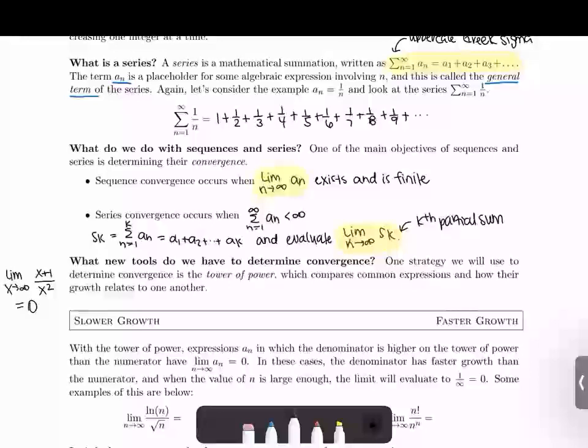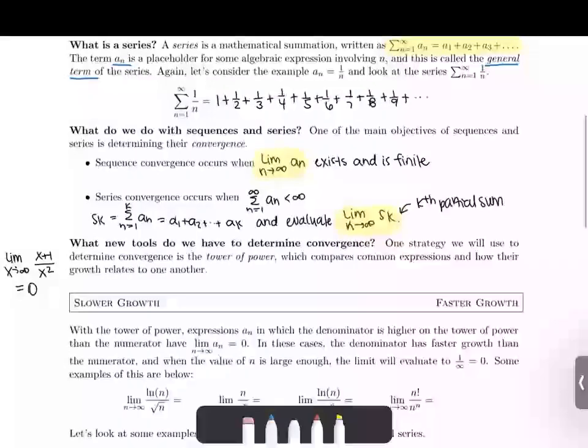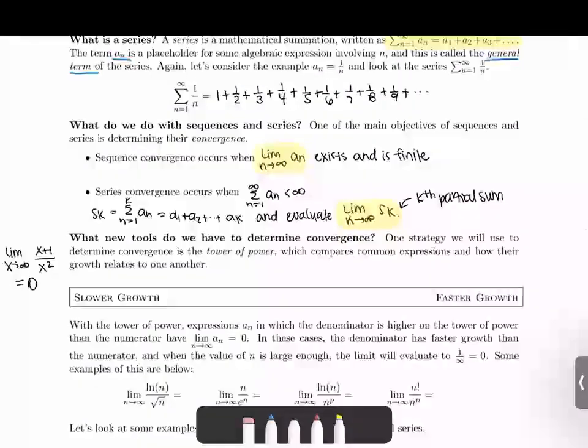So we're going to create what we call a tower of power, and it compares essentially the slopes of different functions. The smallest thing on our tower of power is going to be the natural log function. The next is going to be the square root. Next is just going to be the identity function.